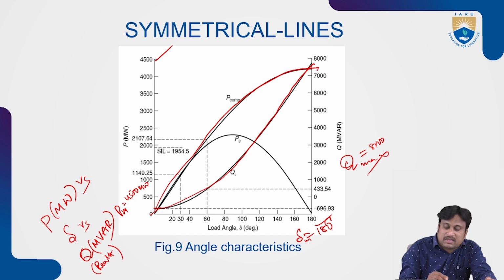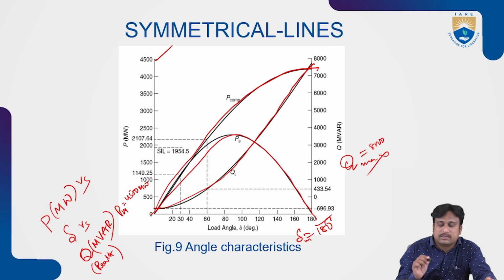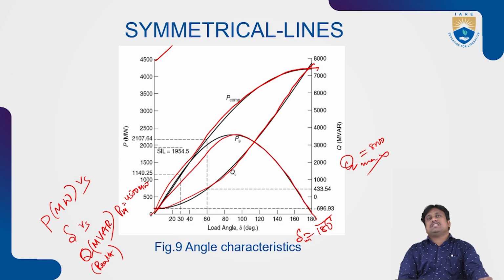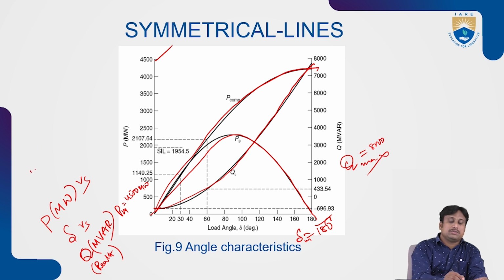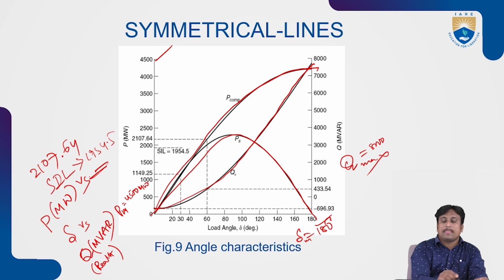So the slope of the line will be represented with the delta angle as the source of power. Surge impedance loading is expected at the value of 2107.64. This is obtained at the surge impedance loading case, about 1954. This is the surge impedance loading value.